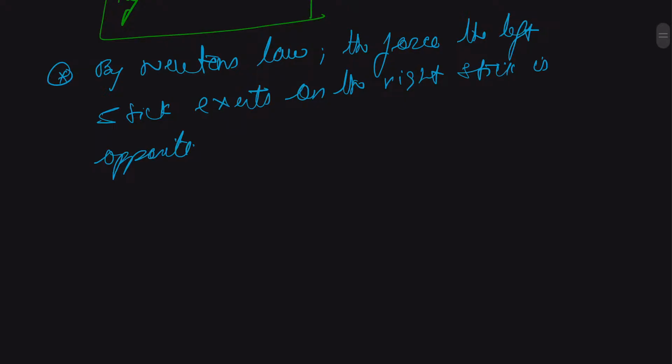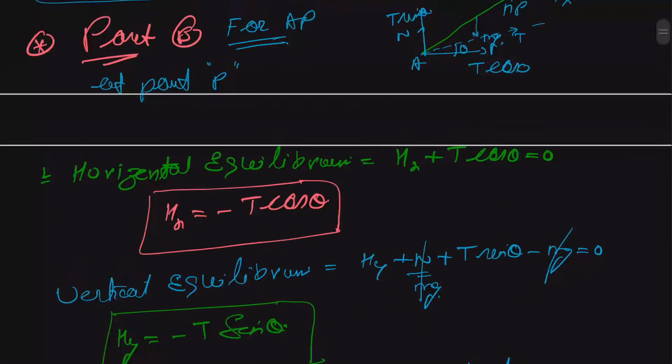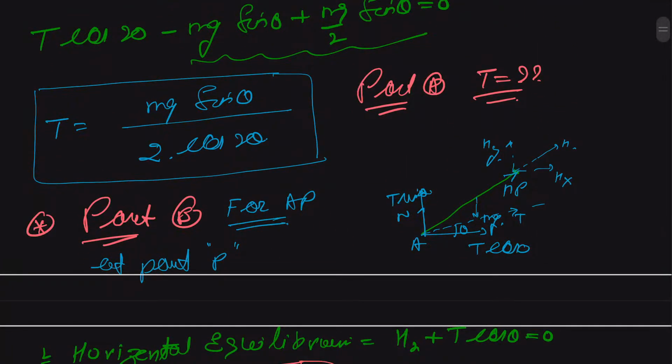Which basically means that the force x component will be T cos of theta and its y component will be equal to T sine of theta. Okay. Here, you can further modify this because we already know the tension we found out is mg sine of theta cos of 2 theta.